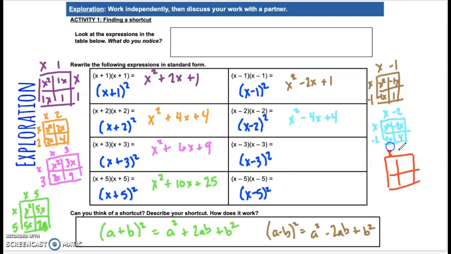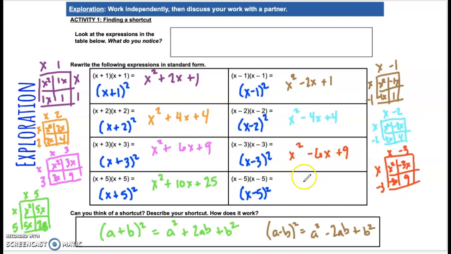So we've got x minus 3, x minus 3. X times x is x squared. Negative 3 times x is negative 3x. X times negative 3 is negative 3x. Negative 3 times negative 3 is positive 9. So that gives me x squared minus 6x plus 9.